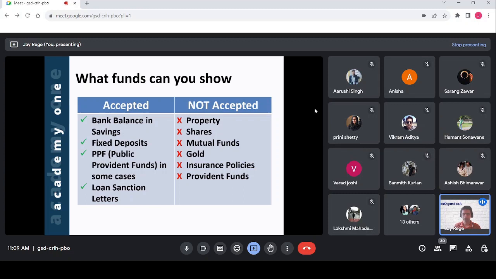But generally, banks and fixed deposits are very easy to get letters from, because banks have a standard format that they issue letters in, and generally a loan sanction letter is also accepted. So if you have a loan sanction, you can directly show that loan sanction letter to the university.